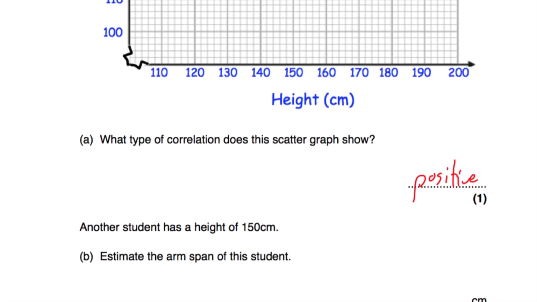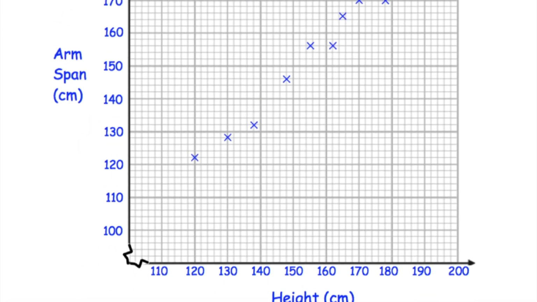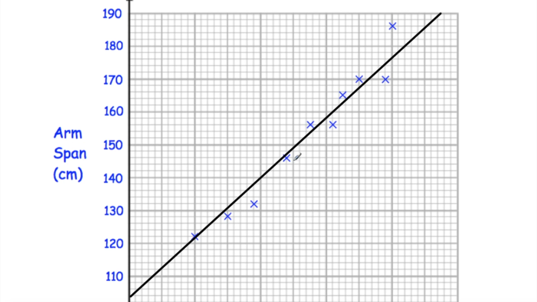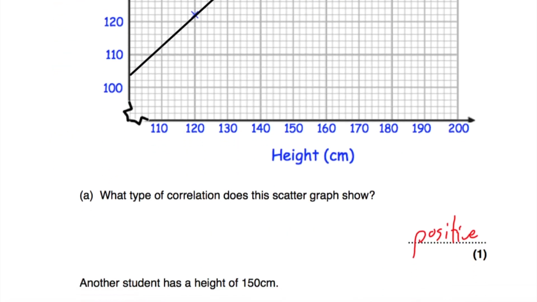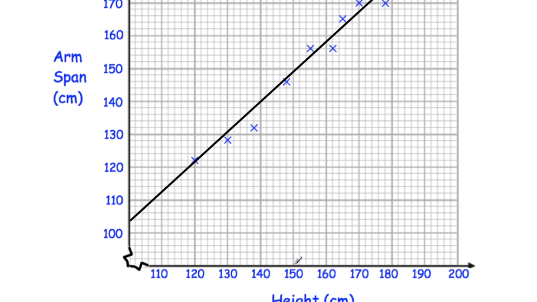Okay, then we're told another student has a height of 150 centimeters. Estimate the arm span of this student. So let's go up and draw a line of best fit, and then we can estimate the arm span of that student. So I've drawn my line of best fit. Now remember, your line of best fit may be slightly different, but that's my line of best fit. And the question said that the student has got a height of 150 centimeters. So we're going to go up and across, and then read off what arm span they might have, and that's our estimate.